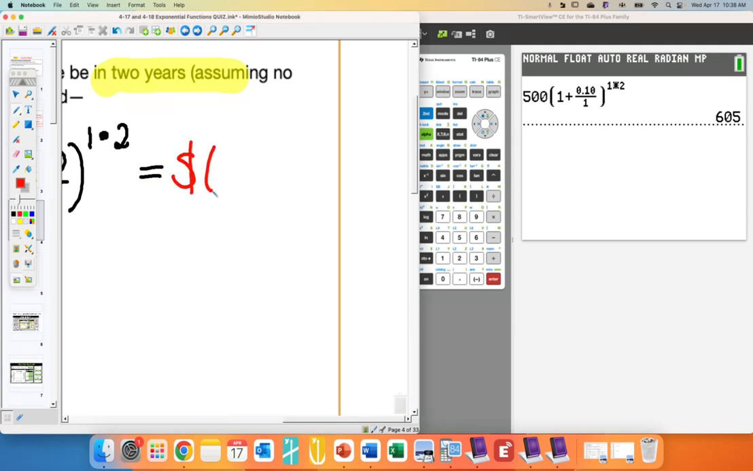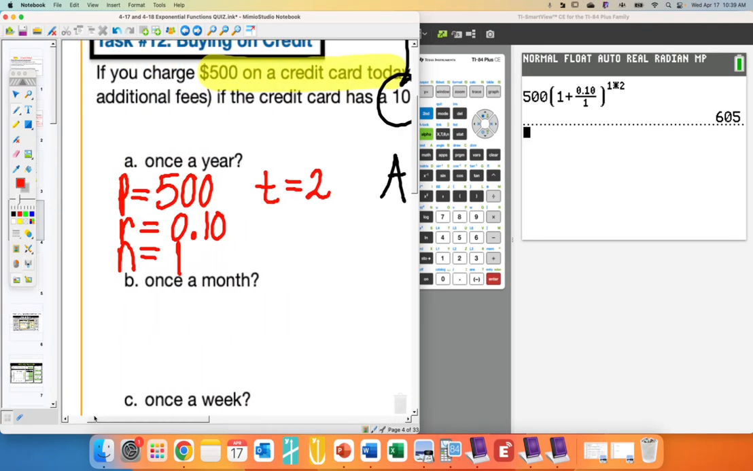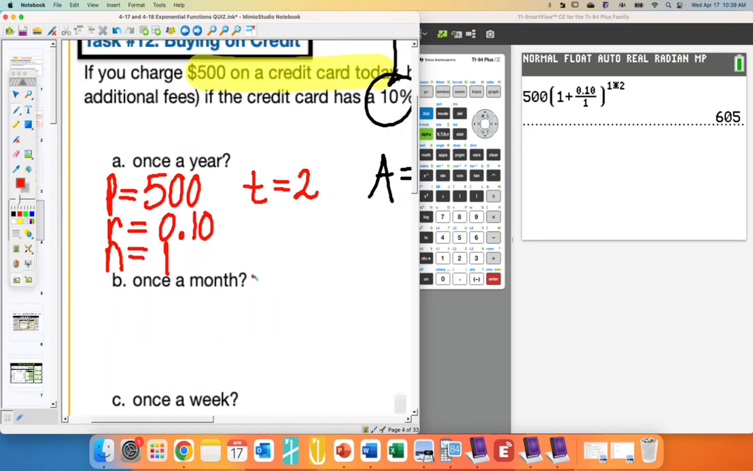So for once a month, since it's 30 days, would it be once a year? Okay, so you just said the word days, but then you notice it says months. If we do the same numbers with the difference being once a month, how many months are in a year? 12.